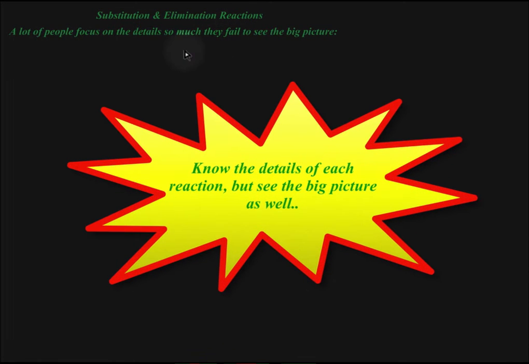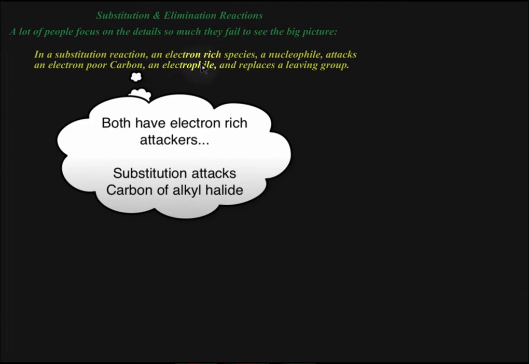When people are looking at substitution and elimination reactions, they focus so much on the details they get lost and they fail to see the big picture. I feel like if you take a step back and see the big picture, the individual problems become a lot easier. In the substitution reaction, what we're going to have is an electron-rich species.